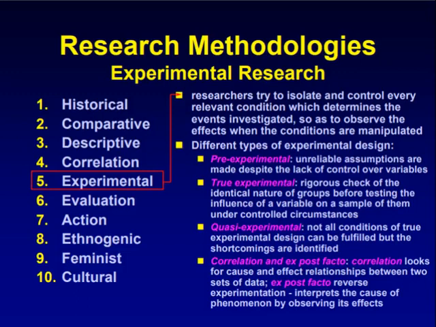Quasi-experimental. Not all conditions of true experimental design can be fulfilled, but the shortcomings are identified. Correlation and ex post facto. Correlation looks for cause and effect relationships between two sets of data. Ex post facto reverse experimentation interprets the cause of phenomenon by observing its effects.